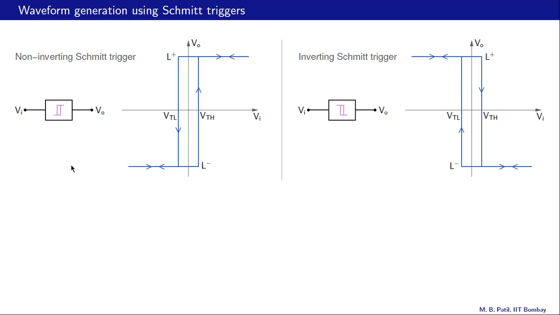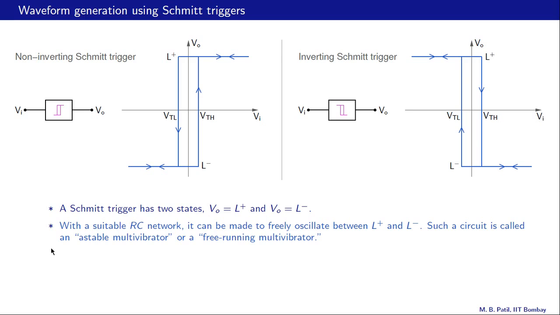We will now look at another application of Schmitt triggers, and that is to generate waveforms, in particular, square wave output voltages. Here is a summary of the VO versus VI relationship for a non-inverting Schmitt trigger and an inverting Schmitt trigger, and here are the symbols. Alright, let us make a few important points. A Schmitt trigger has two states, VO equal to L plus and VO equal to L minus.